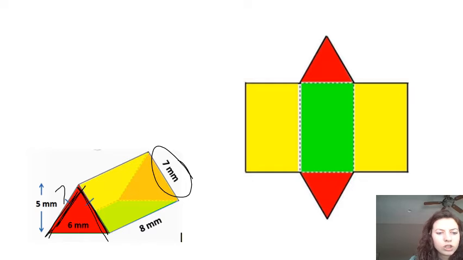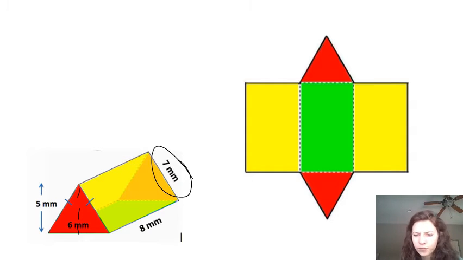Now you notice this measurement of 5 over here, that's the height of the triangle. You could also do it by drawing a little dotted line down the middle of this triangle, and that would be 5 too. So if that helps you, you can do that. So we have these 2 triangles on the end, and we have these 3 rectangles, and it's a lot easier to see with the net over here.